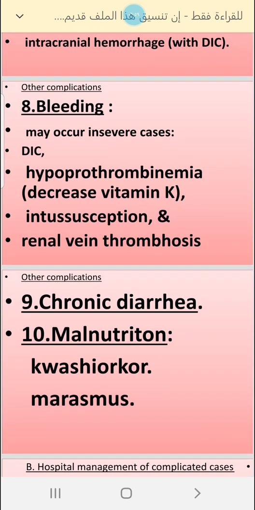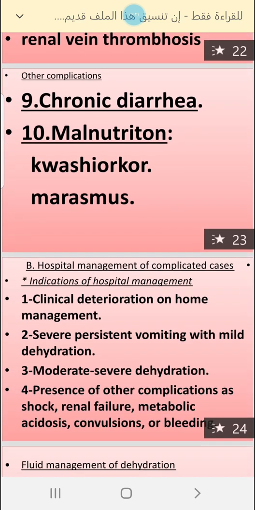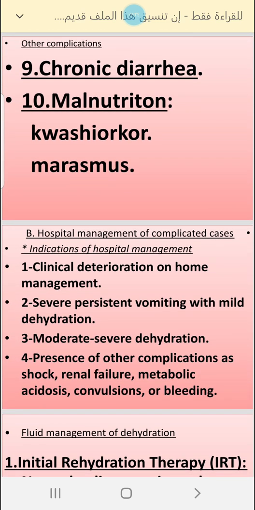The other complication is chronic diarrhea and malnutrition, which are present in two types, kwashiorkor and marasmus. And as you know, kwashiorkor is usually associated with edema. It is more severe than marasmus, and is usually evident in Iraq. Now we'll come to the management of severe dehydration, which represents a clinical emergency in casualty.